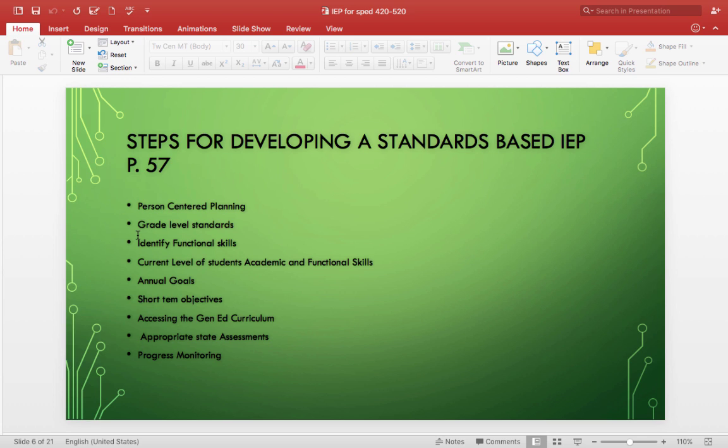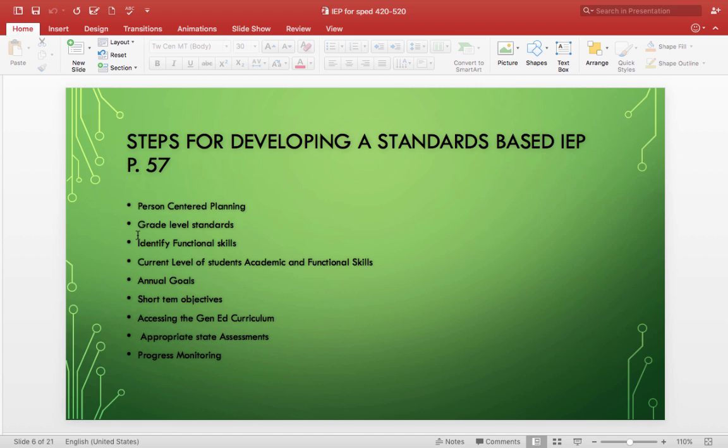Browder and Spooner kind of go through these one at a time and give you a lot of really nice information and some ideas on how to do person-centered planning, grade level standards, how to write those annual goals, and the difference between an annual goal and a short-term objective. Okay, so for example, an annual goal, and I'm on page 65, might read like, given a variety of adapted text and read aloud, Steve will identify the major elements of the story, giving examples for each for at least 3 different types of text.